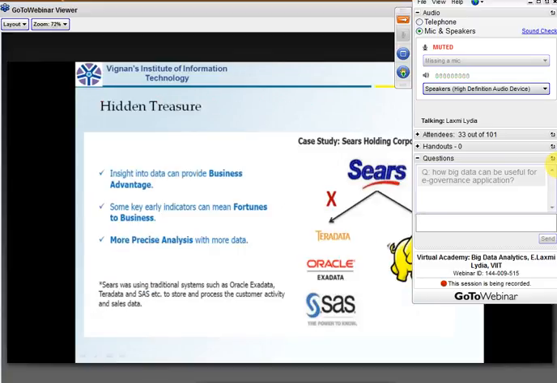Sears started working with Hadoop. Previously, Sears used to work with Oracle to perform the analysis, but now Sears started working with Hadoop. Why? Because Sears was previously working with structured data. But Sears started working with structured, unstructured, semi-structured, all kinds of data. That is why Sears started working with Hadoop, because it is unable to process the unstructured and semi-structured data with Oracle.